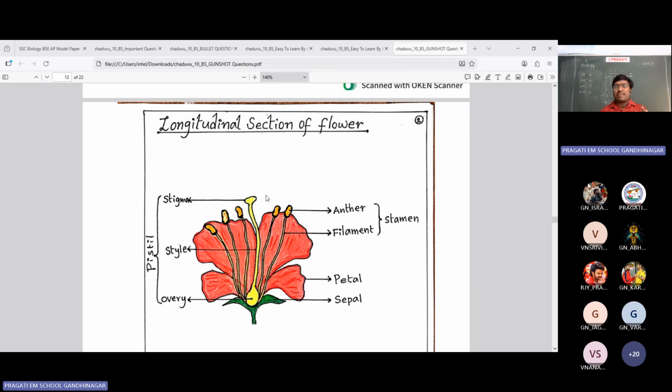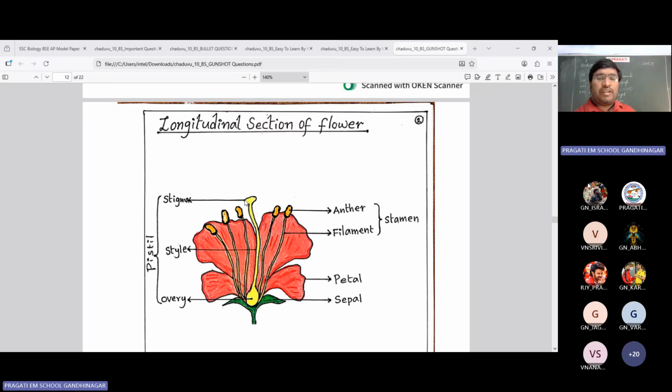Okay, these parts come under the gynoecium. Whereas anther and filament, here we say stamen. These parts come under androecium. And the remaining parts are accessory parts called petals and sepals. So this is also one of the important diagrams, children. Try to draw this diagram well. Okay, this is a very, very important diagram.